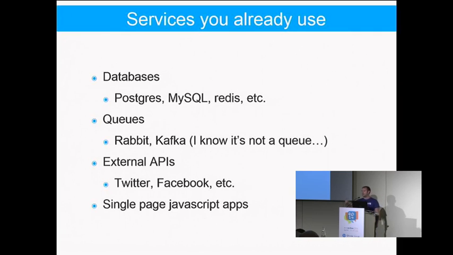Who knows what Kafka is? Sweet, I will talk about that later. It's awesome, if someone asks me and reminds me. So external APIs are also services. Everything is a service. Single-page JavaScript apps are great examples of consumer services usually, but if they do a post command back to your server, that's now producing data.